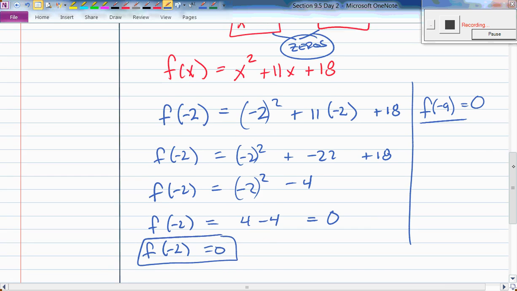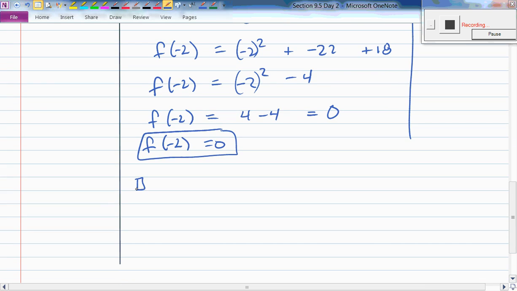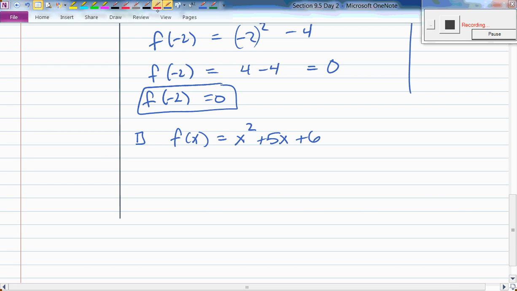Okay, let's do one more. I realize we're going fast, but it's the same idea over and over again. Let's do this one. Let's do f of x equals x squared plus 5x plus 6. All you've got to do if you're solving for the zeros is pretend there's a 0 here and solve it just like you normally would. We have a polynomial function. We know 6 goes there. We know 5 goes there. What are the two numbers on the side?